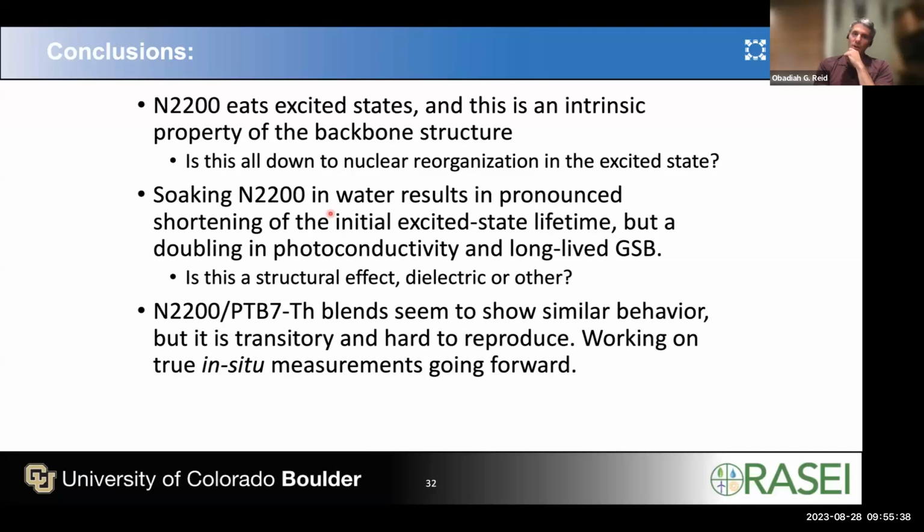When you soak N2200 in water, some pretty profound things happen, but we still don't really understand why, whether it's structural or electronic or due to some other extrinsic factor. And the PTB7 N2200 blends show pretty similar behavior in that when you soak them in this acid electrolyte, you seem to get this increase in photoconductivity. But again, I think understanding why that happens is going to be my main focus in the next several months.